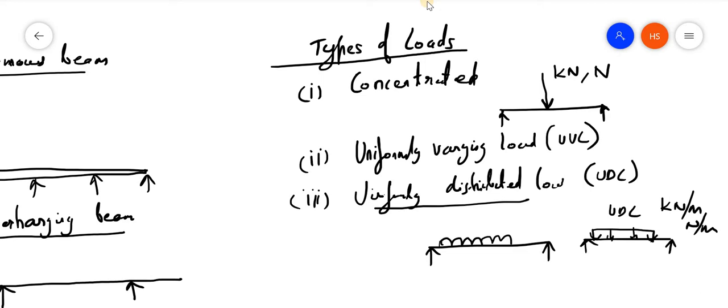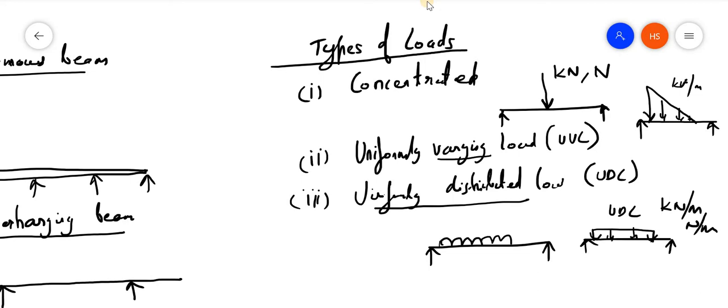Now, uniformly varying load means I am having a beam like this and there is a triangular type of load. Varying is the word meaning it changes, in the shape of a triangle. Again, the unit is kilogram per meter or Newton per meter. So these are the three types of loads that can come on a beam: concentrated load, uniformly varying load, and uniformly distributed load.